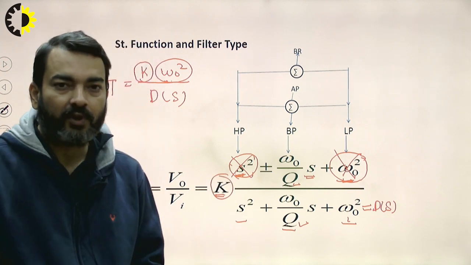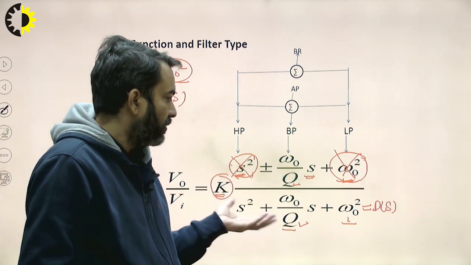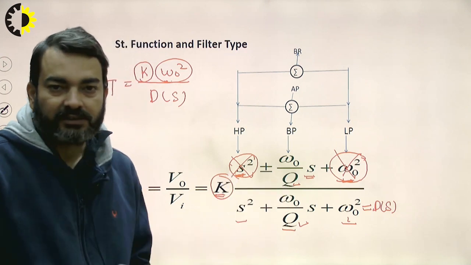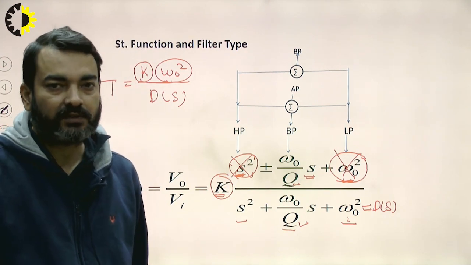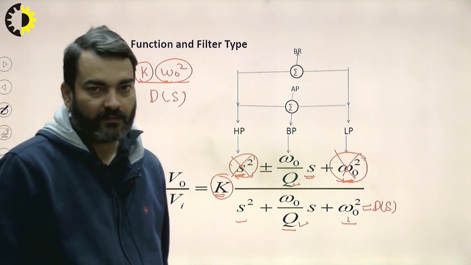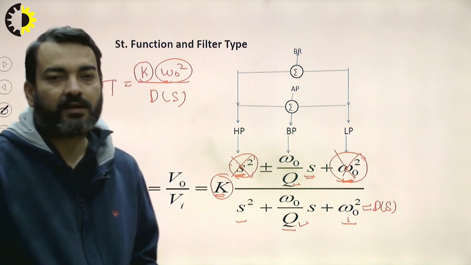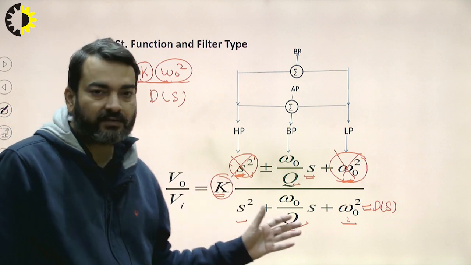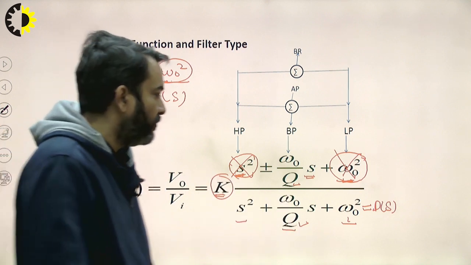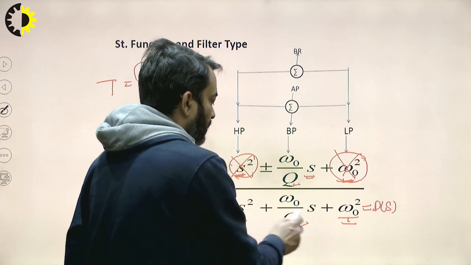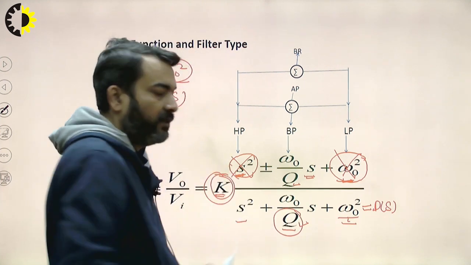So it is important to know this particular standard transfer function. Reason, whenever we derive any transfer function for any circuit, we will have to compare that transfer function with this standard transfer function to extract the parameter values. And what are the parameters? Parameters are omega naught, Q and gain.